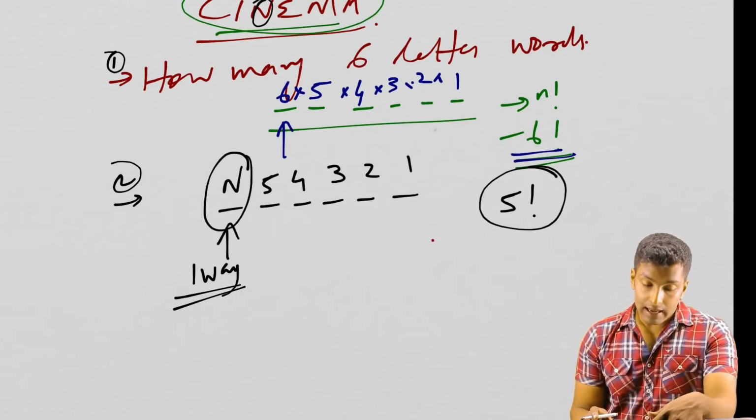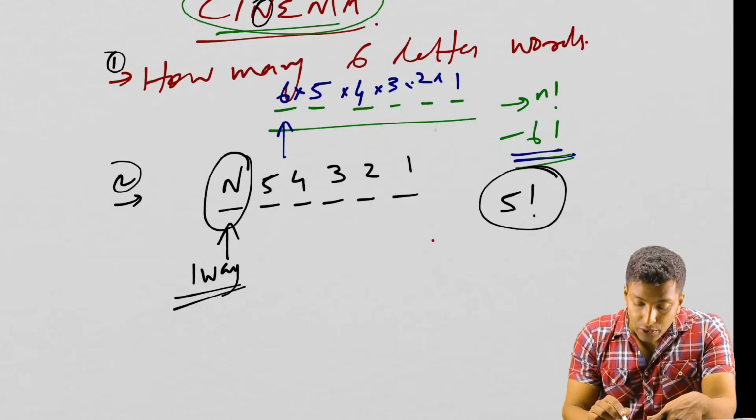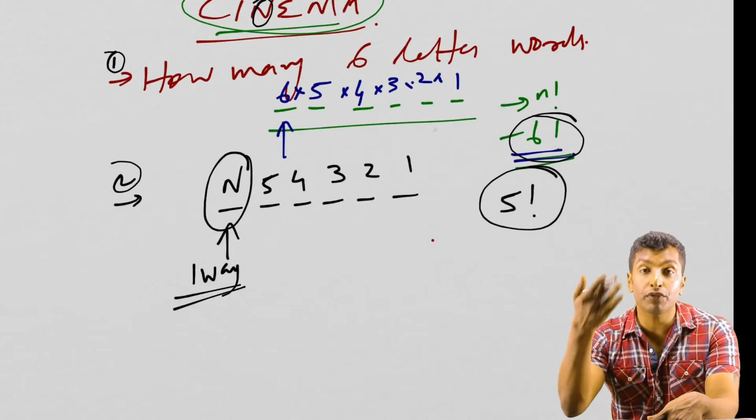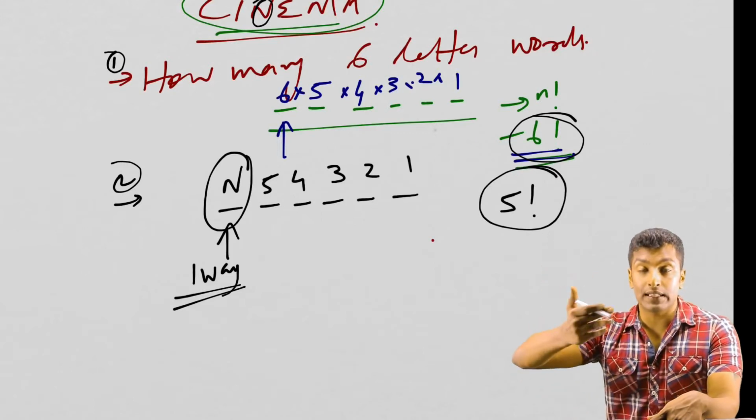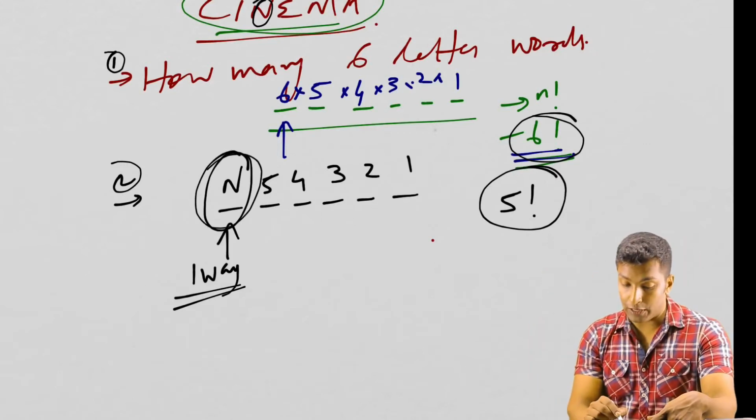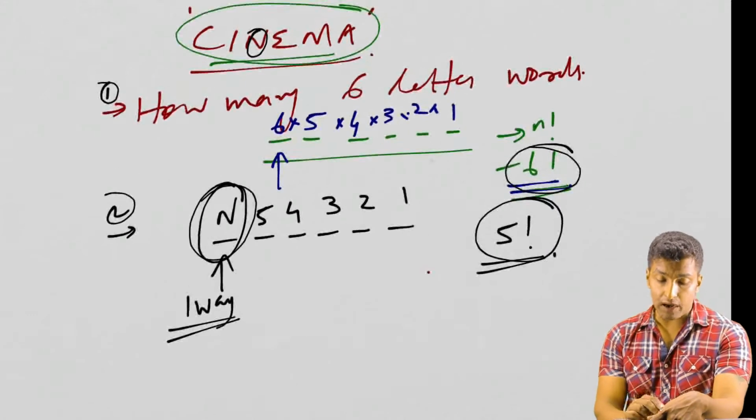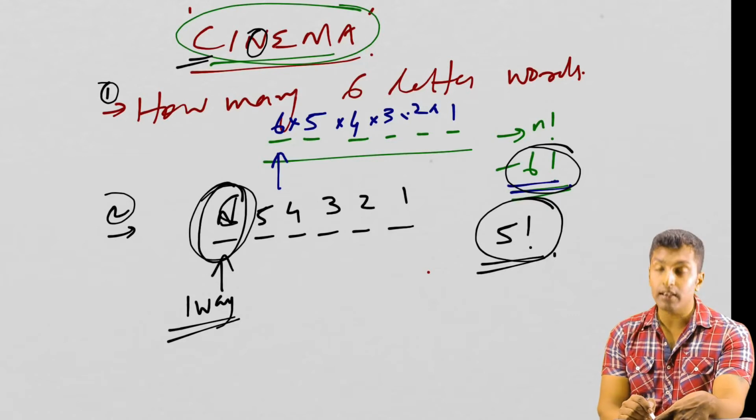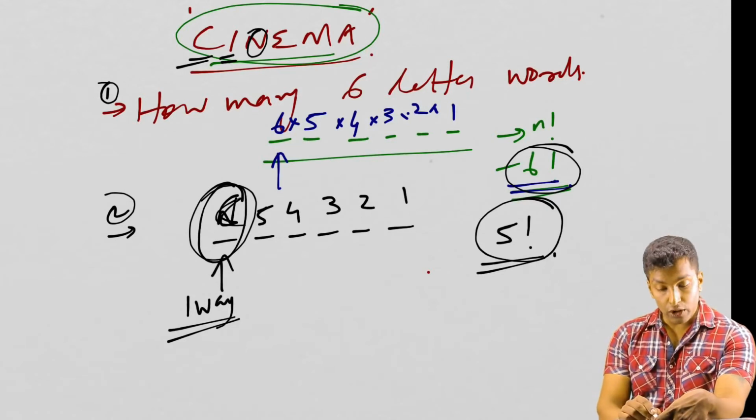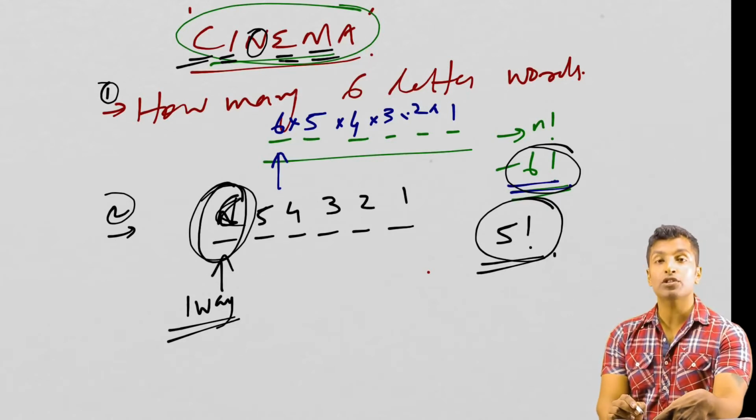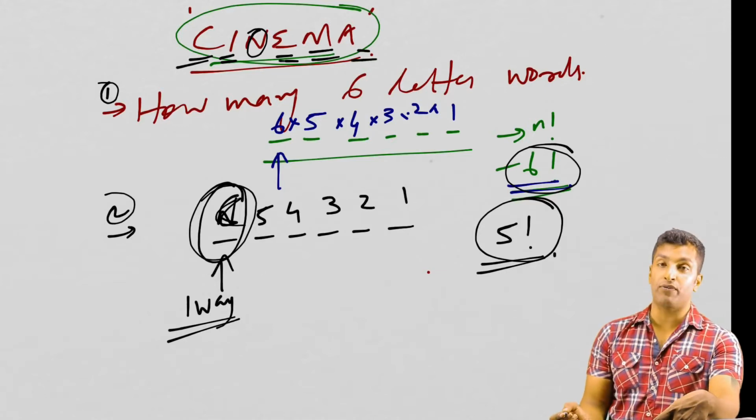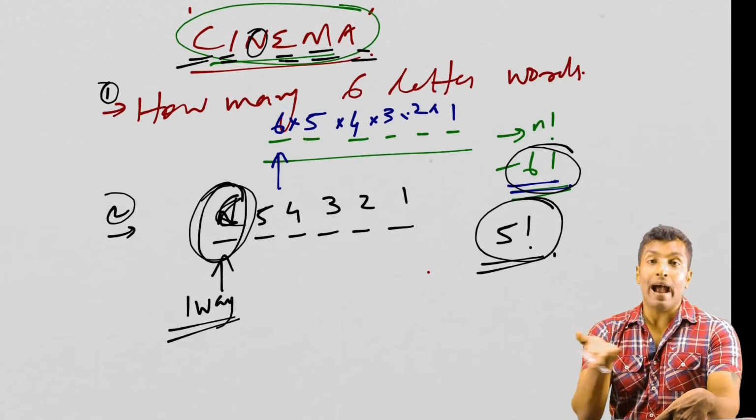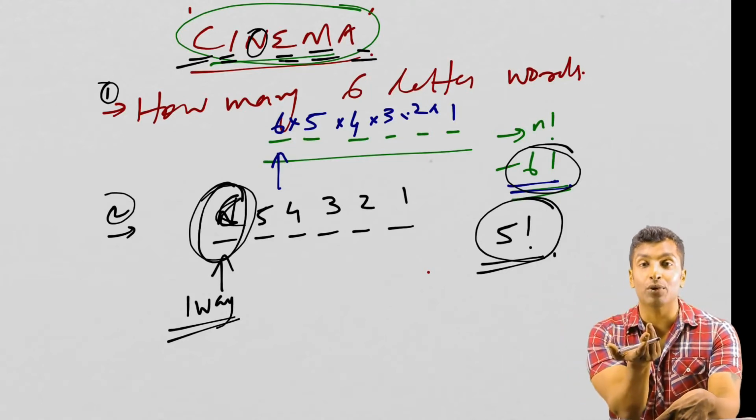So the point is, there are 6 factorial total words possible with the letters of the word cinema. Out of that, if I ask you the number of words which are starting with N, that is 5 factorial. So obviously the number of words starting with C will also be 5 factorial, because instead of N it will be C. Also 5 factorial for E, starting with M also 5 factorial, starting with A also 5 factorial. So basically, starting with any of these letters, it is 5 factorial. And these are the only ways in which you can start also.